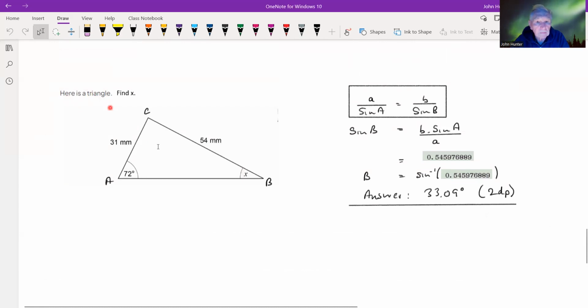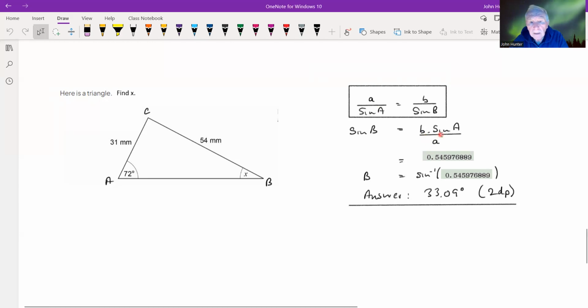Right, here's a triangle. Find the value of x. So in this one, we've got two sides. So we're looking at what we know and what we want to know. Two sides, two angles. That would be the sine rule. And here is the sine rule. And here it is reorganized. We've changed the subject of the formula. Sine B as the subject of the formula.